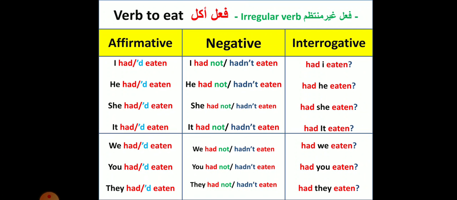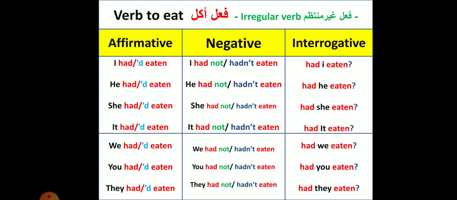In the negative form, I had not eaten. Okay, we use not in the negative form. I had not eaten, or I hadn't eaten. He had not eaten, or he hadn't eaten. She had not eaten, or she hadn't eaten.